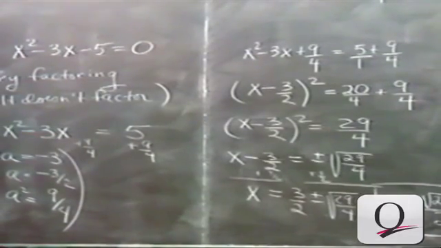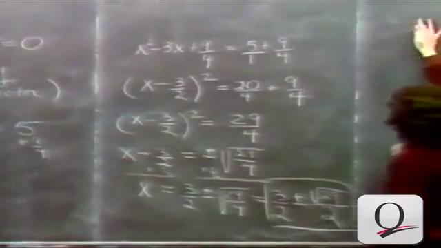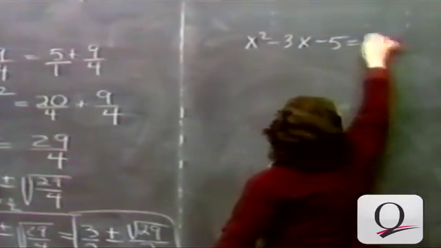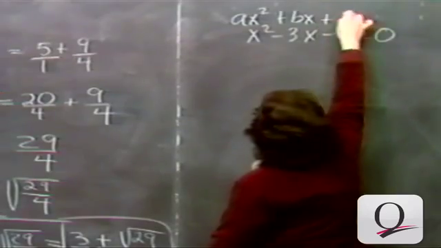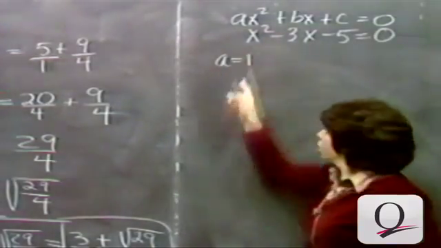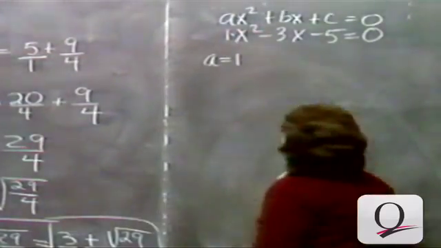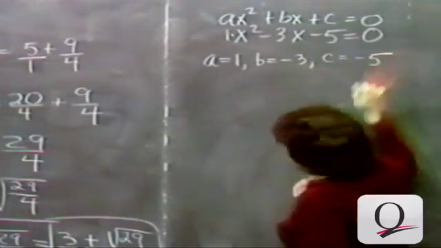Okay, now let's try the same example using the quadratic formula. As I mentioned, it doesn't factor. We've done it by completing the square, and now we will do it by the quadratic formula. We take the original equation, which was x squared minus 3x minus 5 equals 0, and we match it to ax squared plus bx plus c equals 0, and we get a is equal to 1. If there is no explicitly written coefficient for the second degree term, of course, the 1 is implied here. A is 1, B is minus 3, C is minus 5.